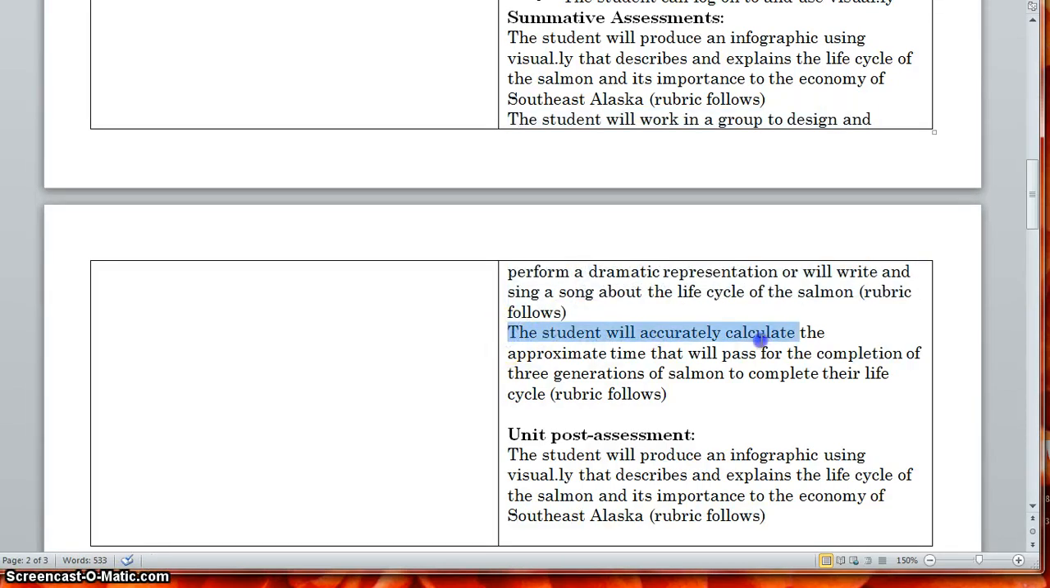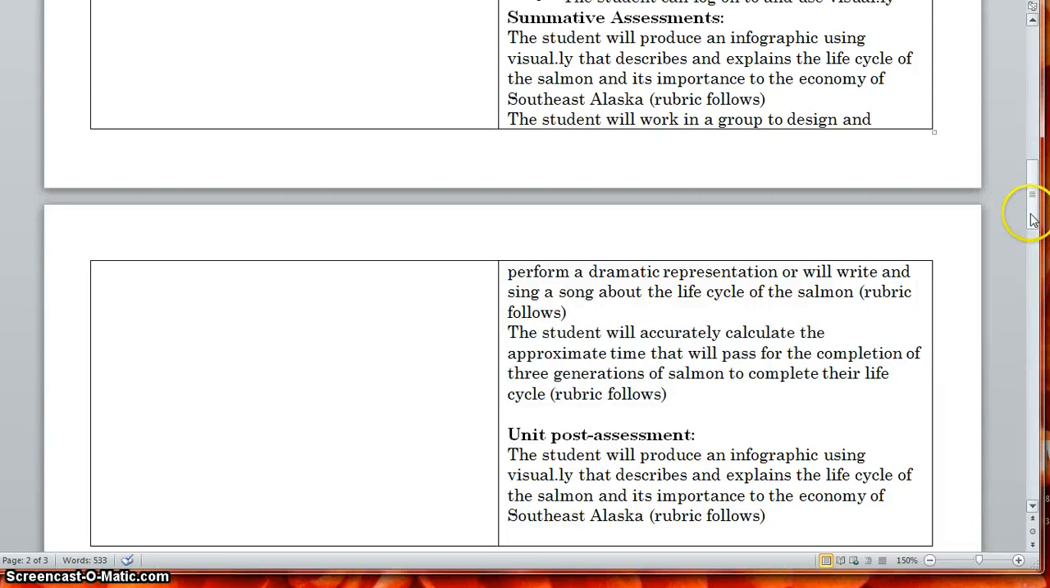The student can accurately calculate the approximate time that will pass for the completion of their life cycle. It's really important when you write assessments that you're specific. Do you need them to have 100%? Do you need them to be accurate? Do you want them to have 100%? Do you want them to have within 90%? And that's where you would signify that in a rubric.